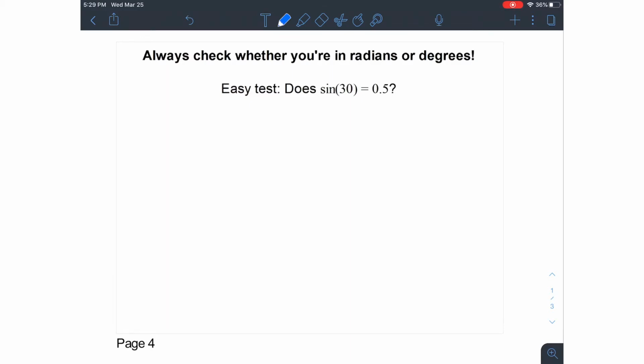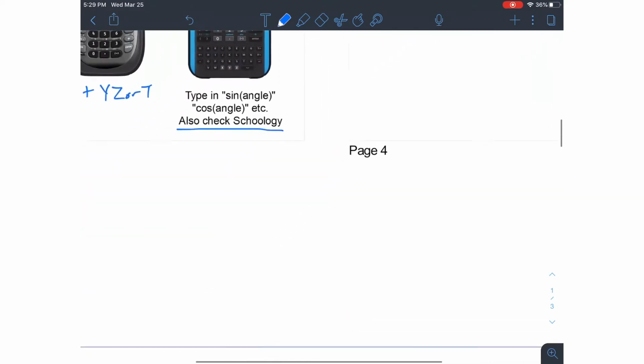For what it's worth, I will be lenient with grading. I will keep an eye out if you happen to have your calculator in the wrong mode. If you get an answer wrong, usually the first thing I do is I just switch my calculator to the other mode, and then I use that to check if it was right or wrong. Okay, so moving on now.